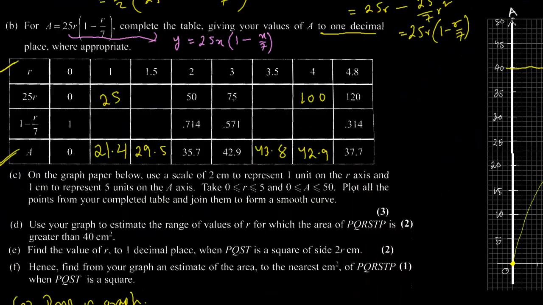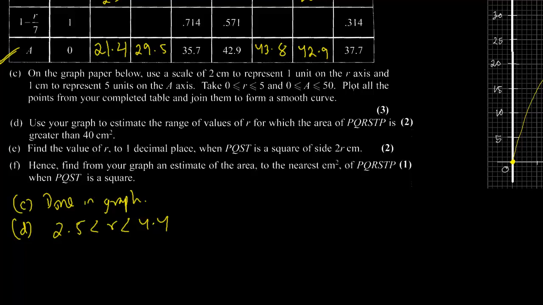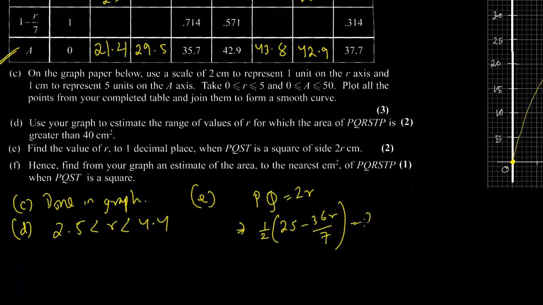So let's do this sum using algebra. That would be question number E. If PQ is also equal to twice R, and we know PQ is half of 25 minus 36R by 7 equals twice R. So let's solve this equation. We can cross multiply, send this 2 to the other side. So it would be 25 minus 36R divided by 7 equals 4R. Let's bring all the R on one side. So it would be 25 equals 4R plus 36R by 7.